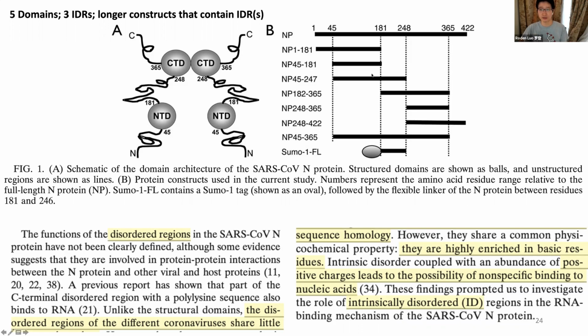And shown on the right are the experimental constructs used by the authors. We first look at this one and this one. These are the core parts of the NTD, 45 to 181, and these are the core parts of the CTD, 248 to 365. And the authors were flanking this core part by the C-terminal side or the linker side or the N-terminal side. They also have a construct flanking CTD, linker, and NTD. So you can identify this by the numbers.